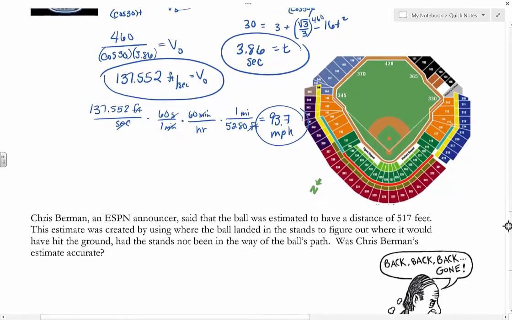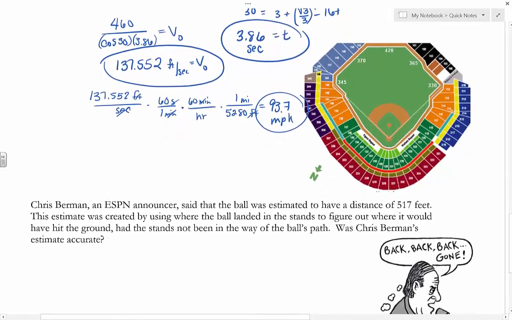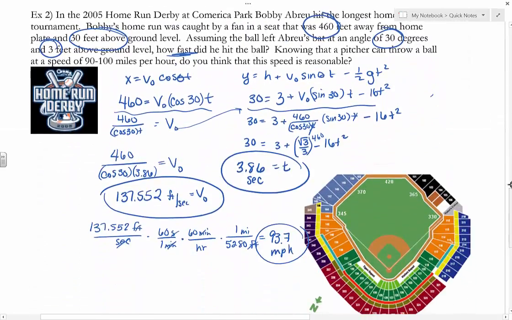Now, down at the bottom, it says Chris Berman, the ESPN announcer, said that the ball was estimated to have a distance of 517 feet. That estimate is created, and still is to this day, by using where the ball would have landed if the stands basically were in the way. So it's created using where the ball landed in the stands to figure out where it would have hit the ground had the stands not been in the way of the ball's path. Was Berman's estimate accurate? So basically what it's asking is, when this thing hits the ground, what's our x value?